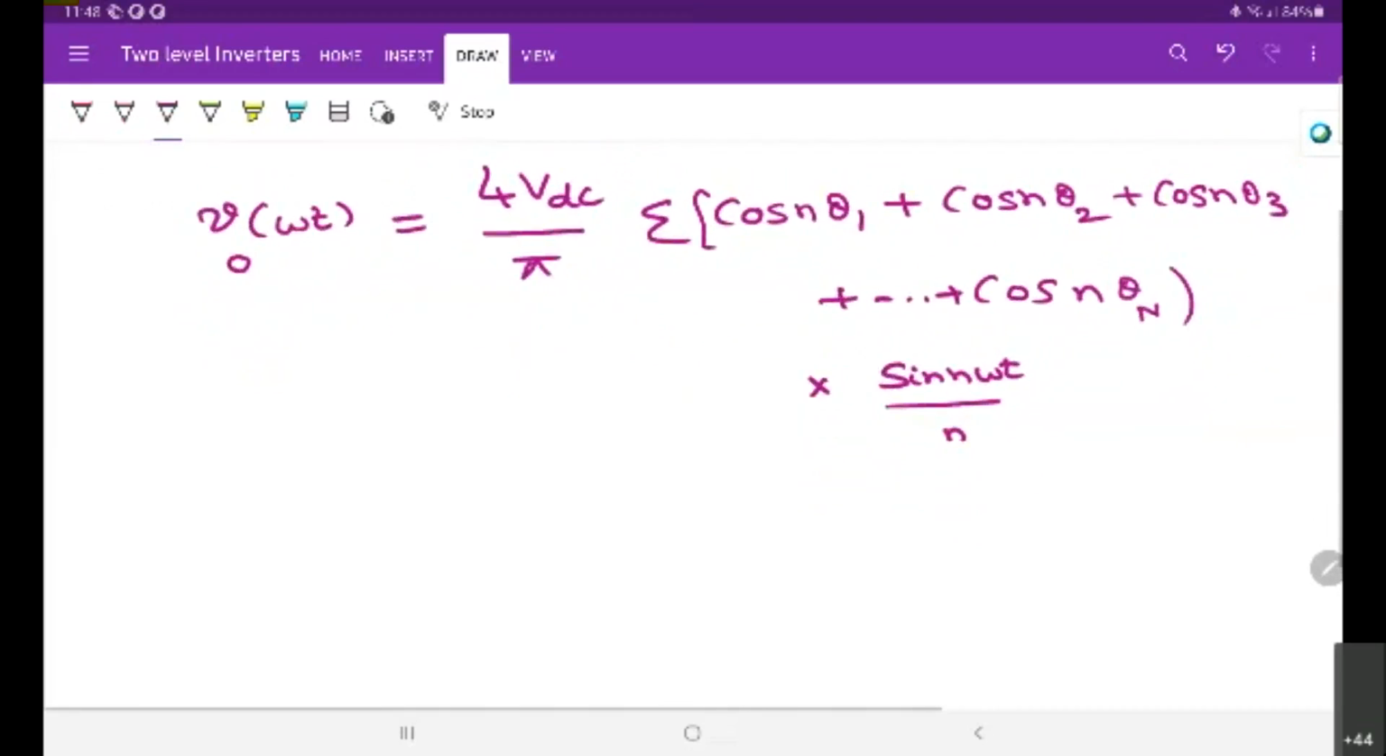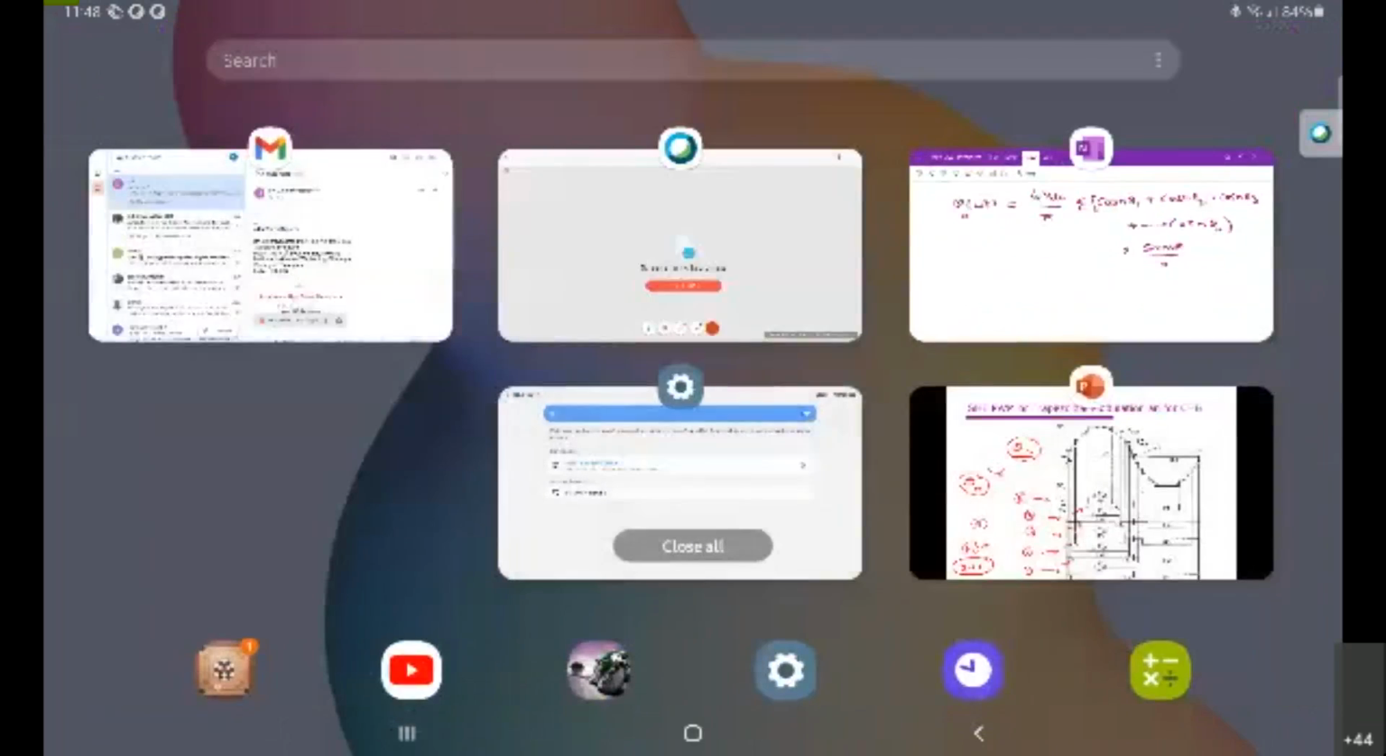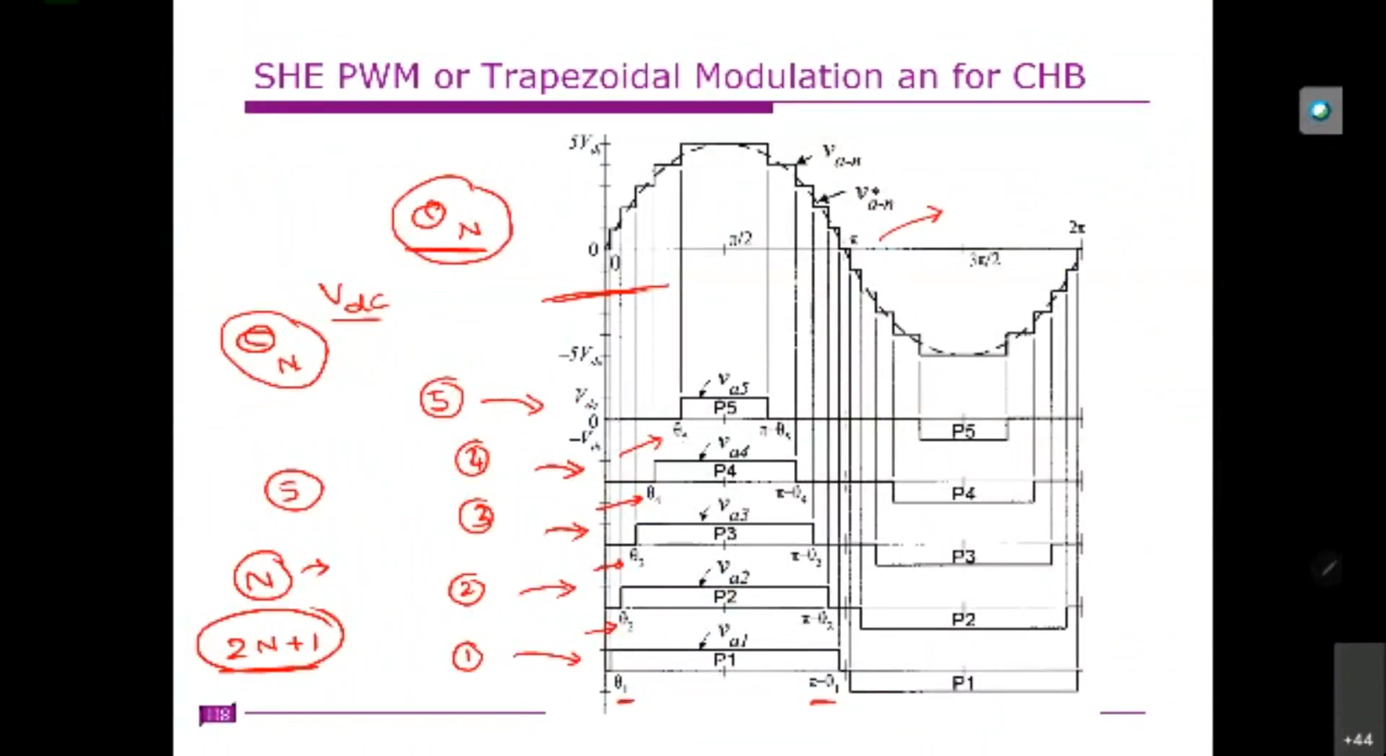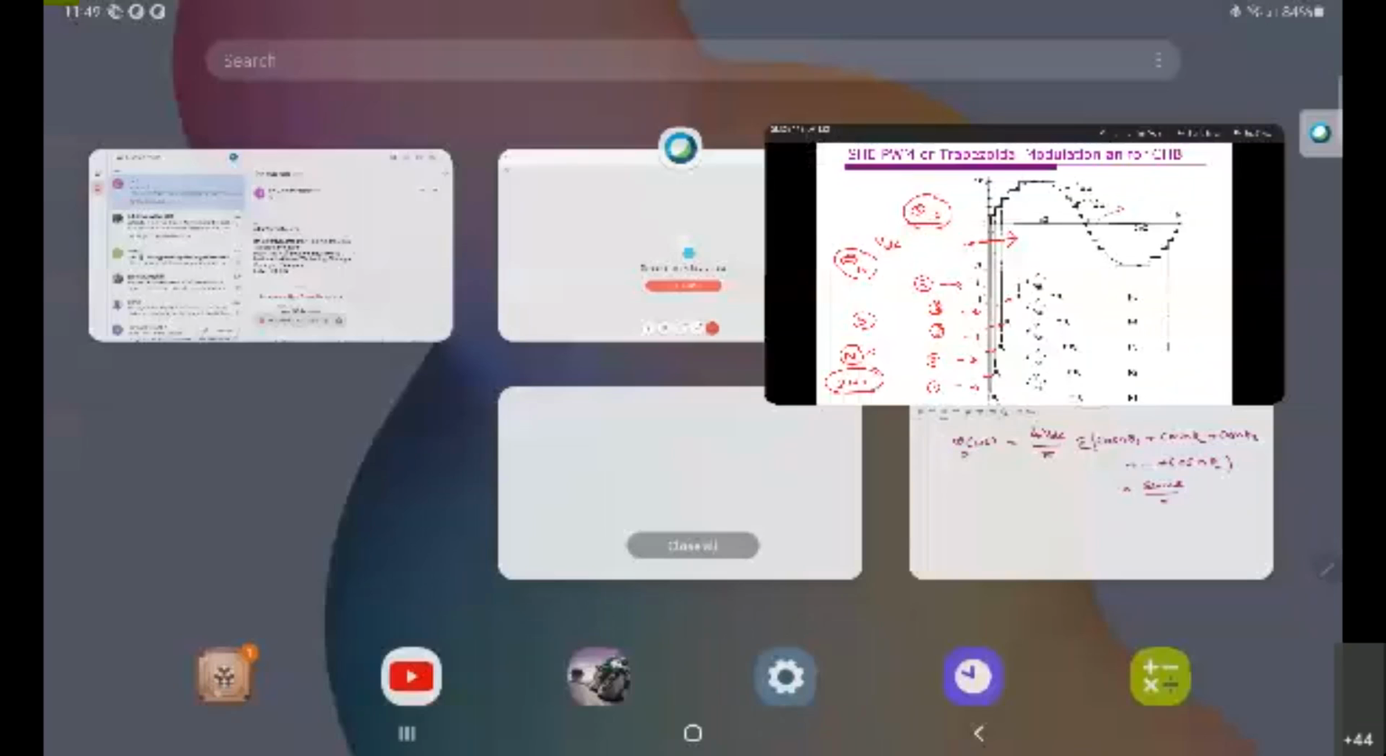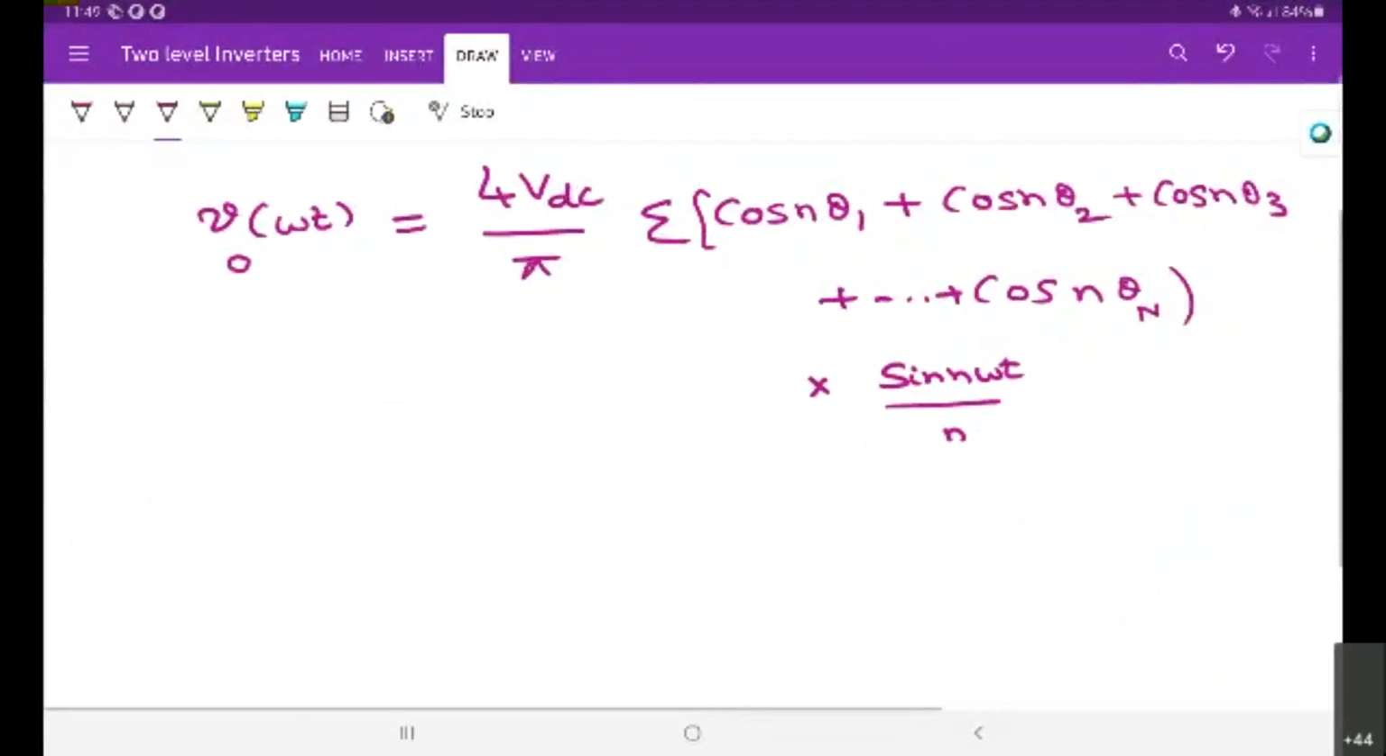Clear? So this is the Fourier representation of that stepped waveform, if you have N H bridges in the cascade. We already discussed this when we studied selective harmonic elimination, right?